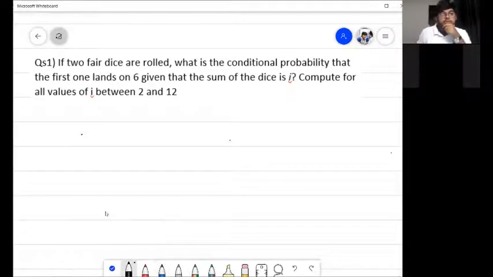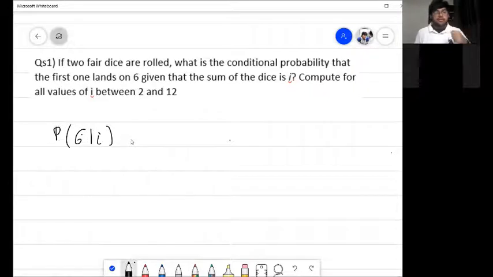So the first question says, if two fair dice are rolled, what is the conditional probability that the first one lands on 6, given that the sum of the dice is i? What that basically implies is that we essentially need to find the probability of 6 given i, where i is the sum of all values that can be taken if you sum two dice in this case. So just putting it out there, can anyone tell me what the range of values that i can take is?